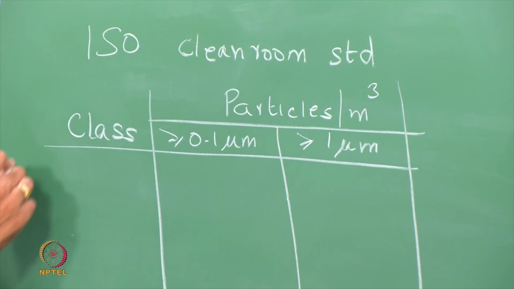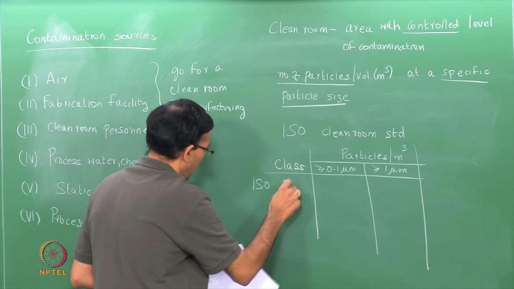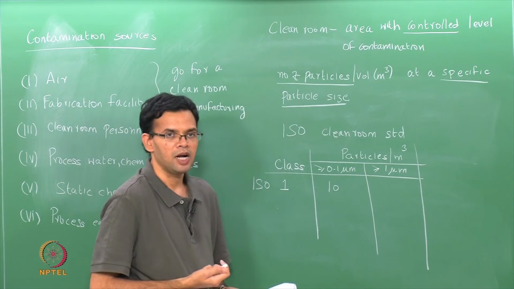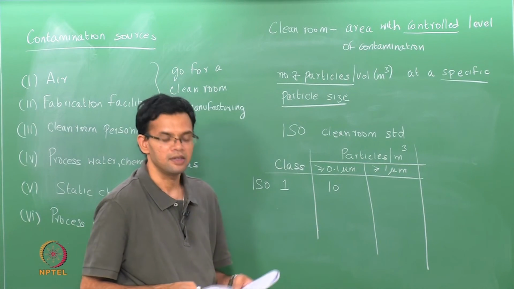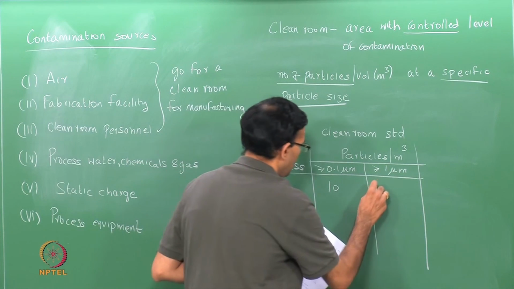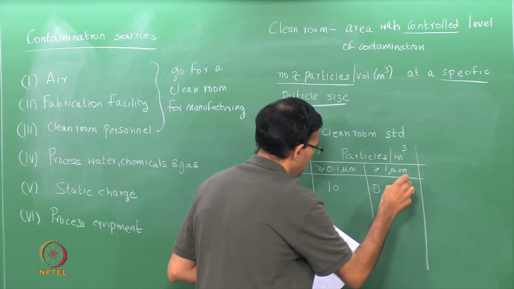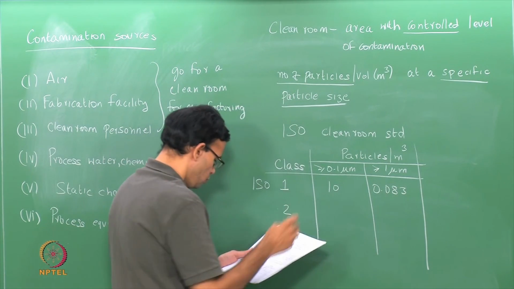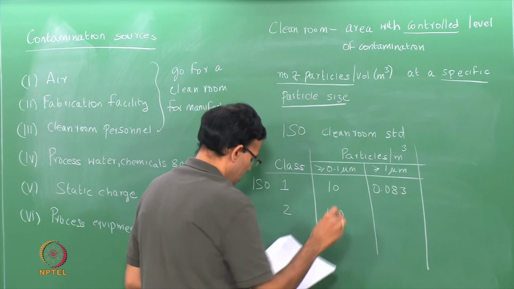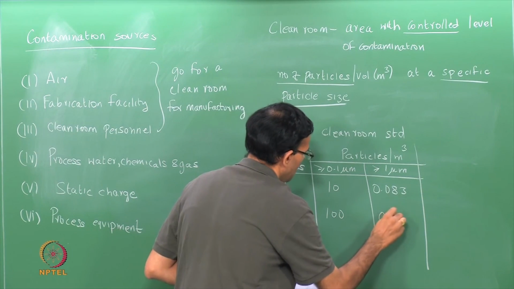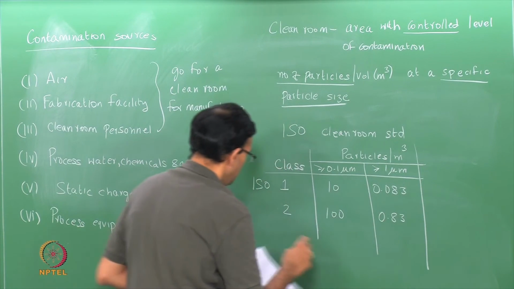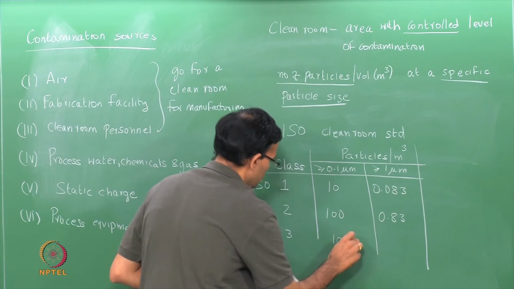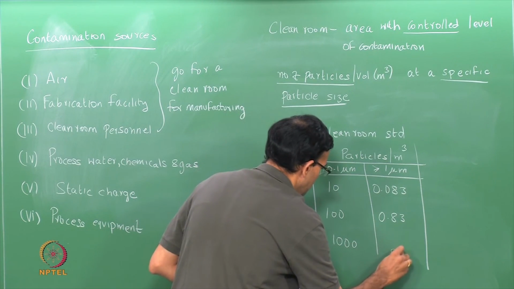So, you can specify the class of your clean room either using 0.1 micrometer size particles or 1 micrometer size particles. Based upon this, a class 1 clean room can have only 10 particles whose size is greater than 100 nanometers and 0.083 greater than 1 micron. A class 2 can have 100. So, this is essentially a log scale, 0.83. A class 3 can have 1000 or 8.3.